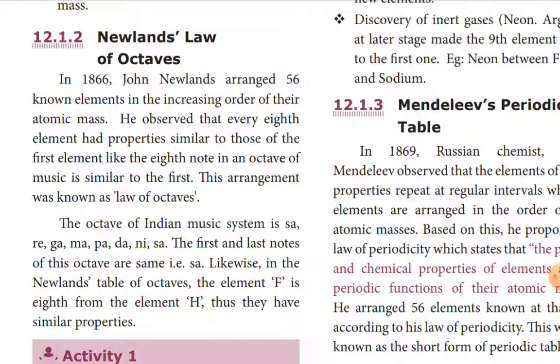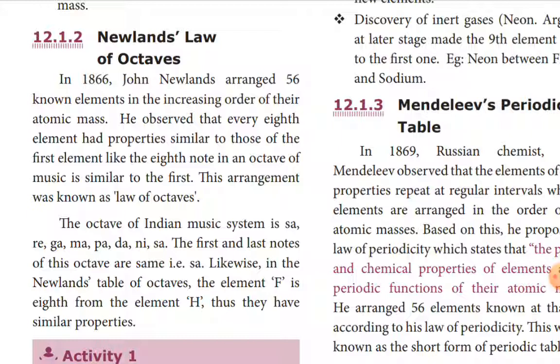The 8th element had properties similar to those of the first element. This resembles the 8th note in an octave of music. See, in the Indian music system, that is sa, re, ga, ma, pa, da, ni, sa. So the first note is sa, and the 8th note is also sa. So the first and 8th notes are similar to one another.